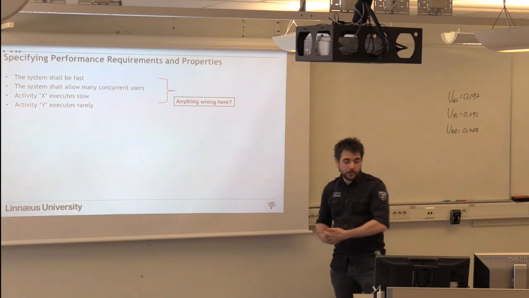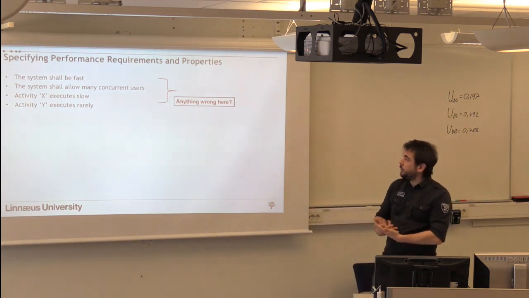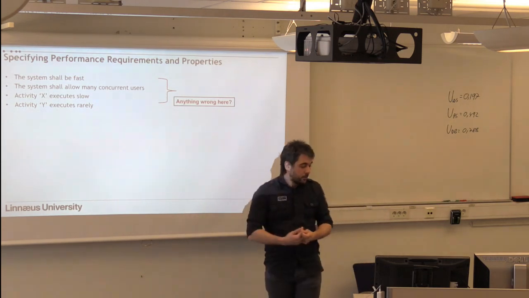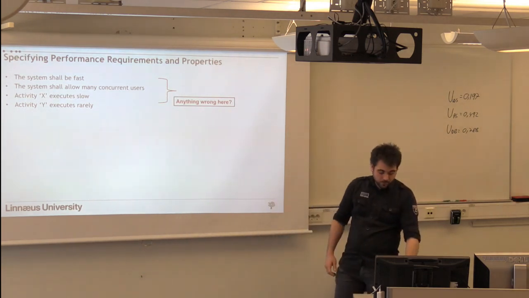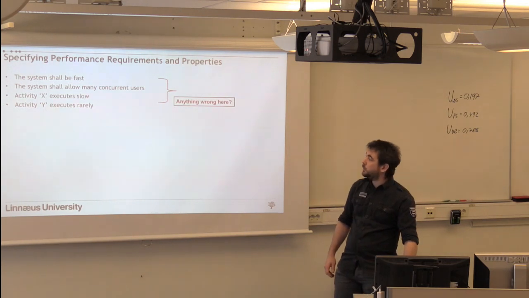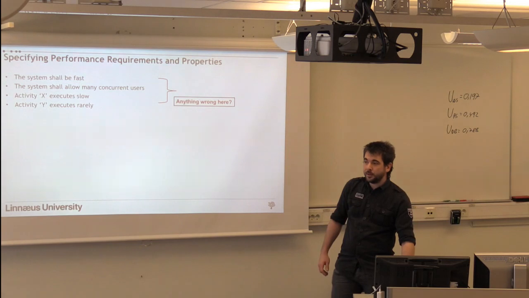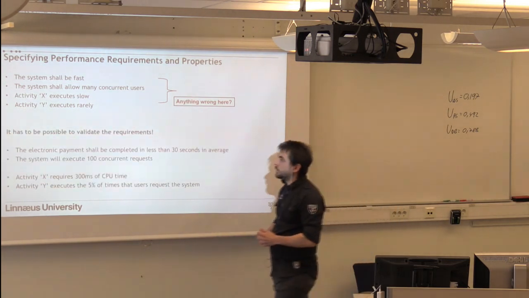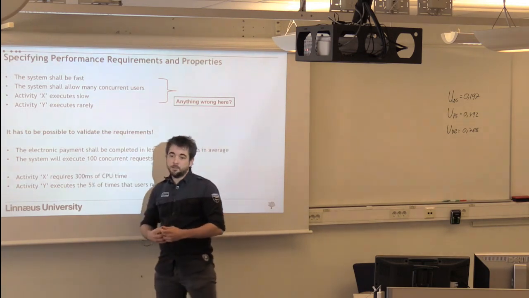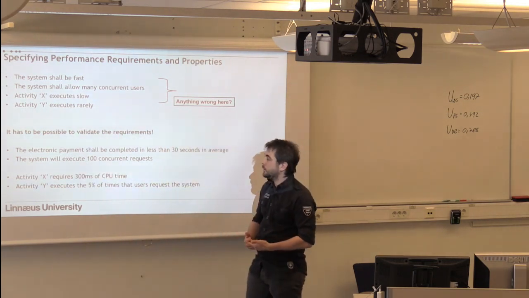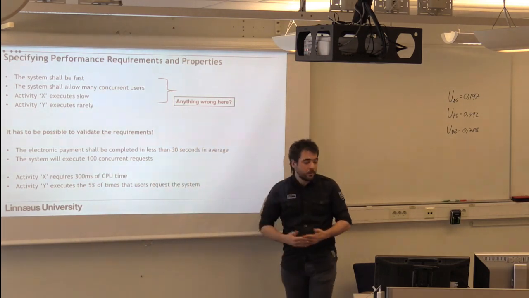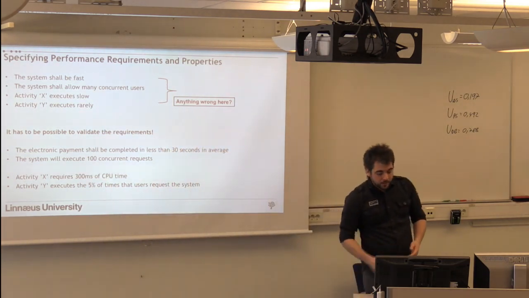Now you know that here there is something wrong, right? If there are requirements, it has to be possible to validate them. And how should we validate the fast? So we need some detail. We cannot accept as requirement the system shall be fast, but we can accept as requirement the electronic payment shall be complete in less than 30 seconds in average.